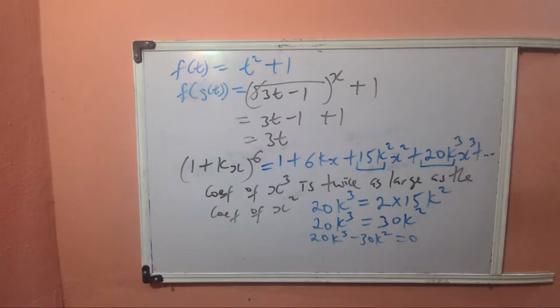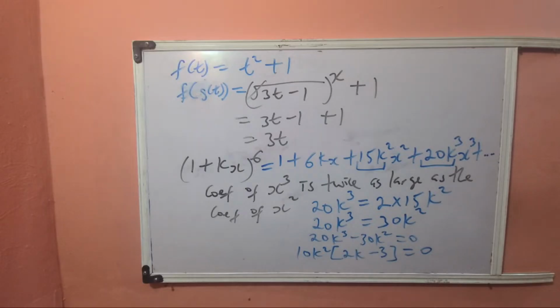We can factorize 10k squared out here. We're left with 2k minus 3 equals to 0.